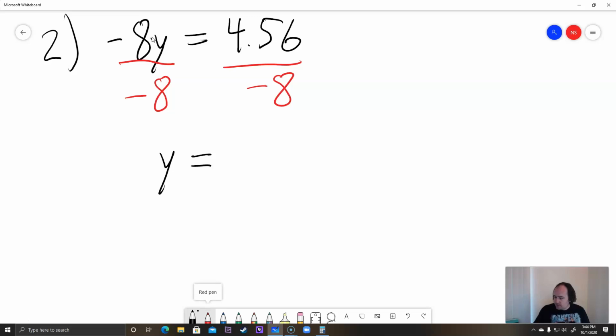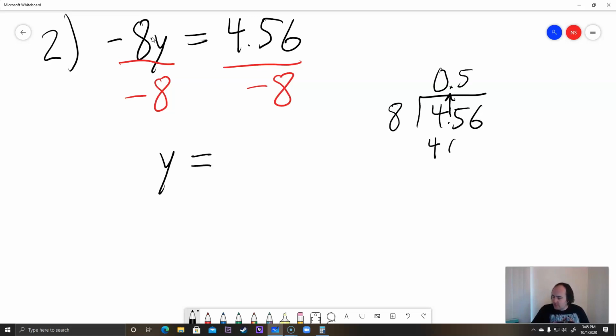Now, you don't have to do these by hand, but I am going to do a couple more by hand just to make sure you know how it works. If we do 4.56 divided by 8, you bring the decimal straight up. 8 does not go into 4, so we put a 0 to the left of the decimal. Then 8 goes into 45. We know 8 times 5 is 40, so we put a 5 here.